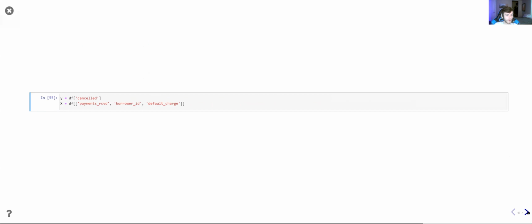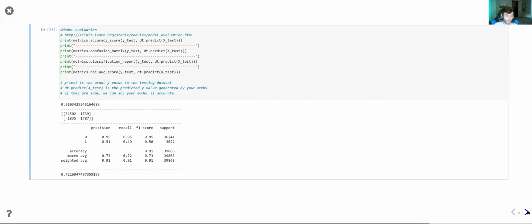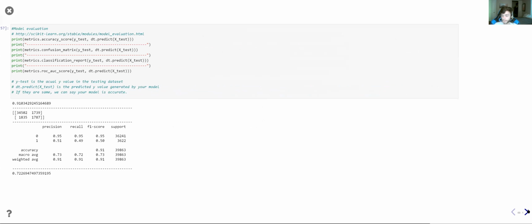So then we wanted to run this based off of just payments received, borrower ID, and default charges, and we had 91% accuracy with 72% under the curve. So still worse than the random forest classifier and the decision tree model that we initially did.